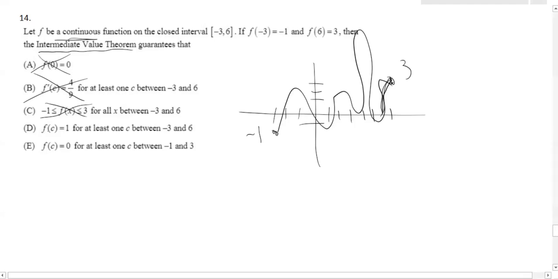For D, f of c equals 1 for at least one c value between -3 and 6. This is the answer because it's basically saying the y value has to pass through 1 at some point on the interval if the y values go from -1 to 3 and the function's continuous. Okay, this one just has the wrong values in there. So choice D on this one.